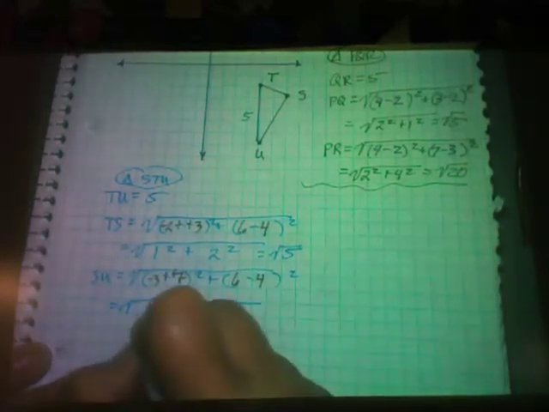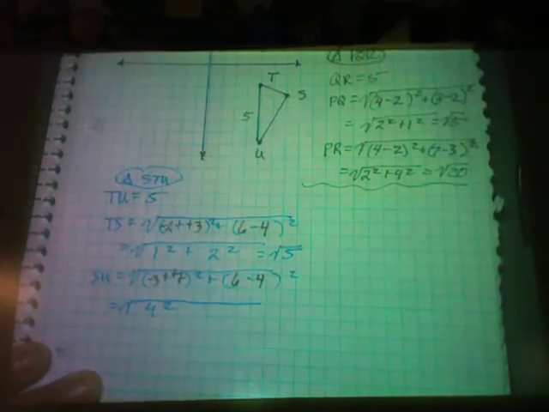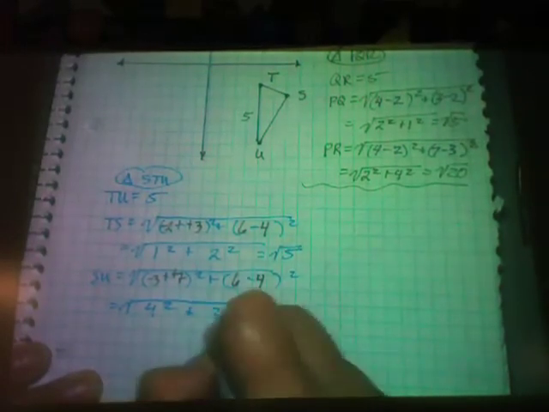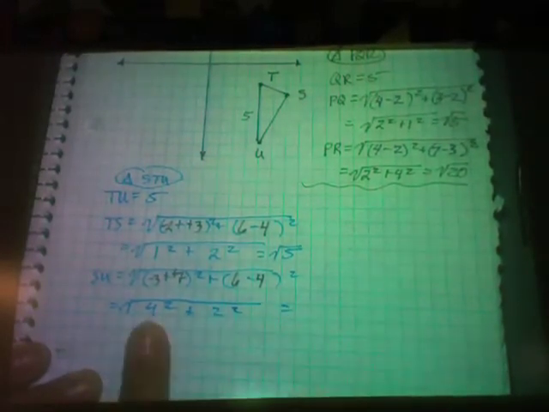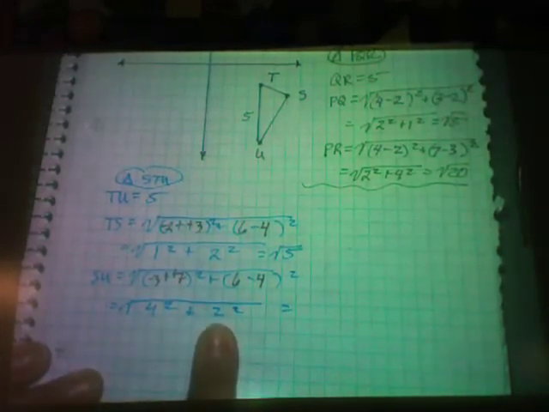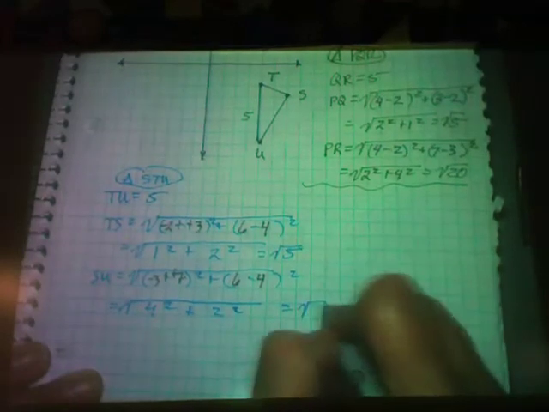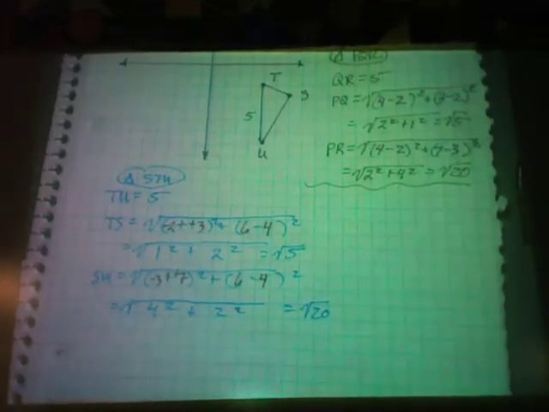+4. So it's not 4 squared. 6 minus 4 is 2 squared. What's 4 squared? 16. 2 squared. 4. 16 plus 4, square root of 20. So didn't we get our third matching set?